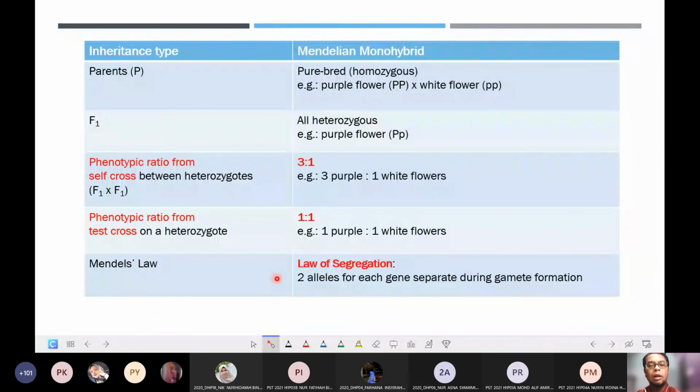And one thing that is also important about this monohybrid cross is the first law of Mendel, known as the Law of Segregation, in which we say that two alleles that are initially together will later on separate during gamete formation. So this is all about the monohybrid cross. Next, we will continue with the dihybrid cross.